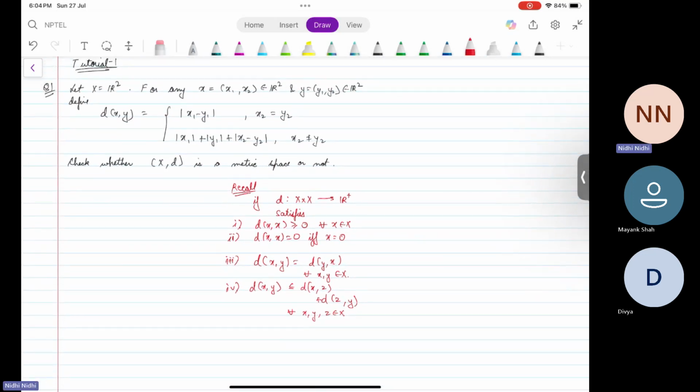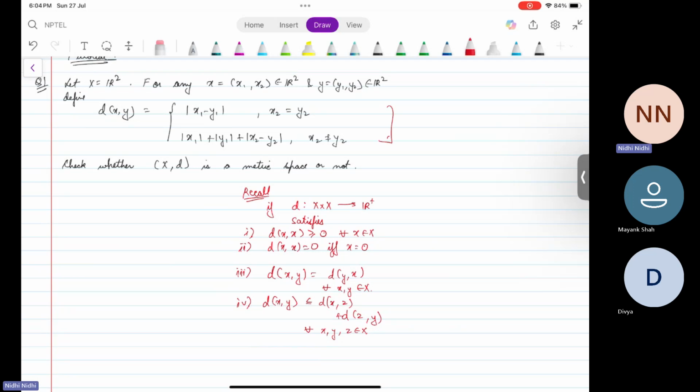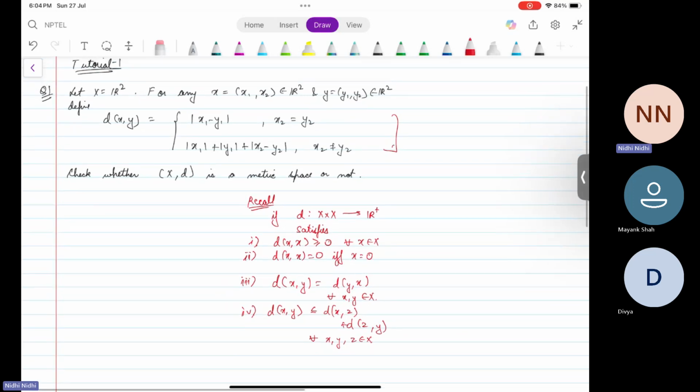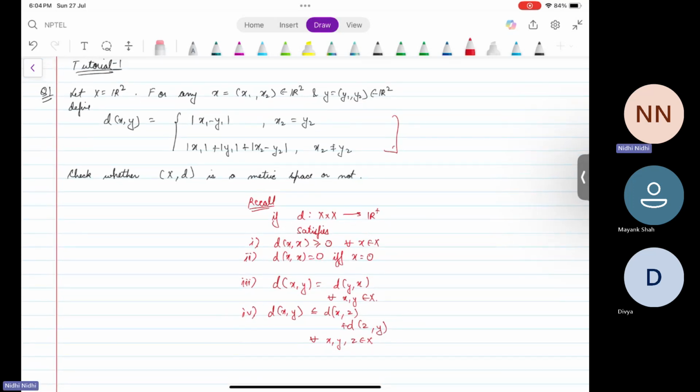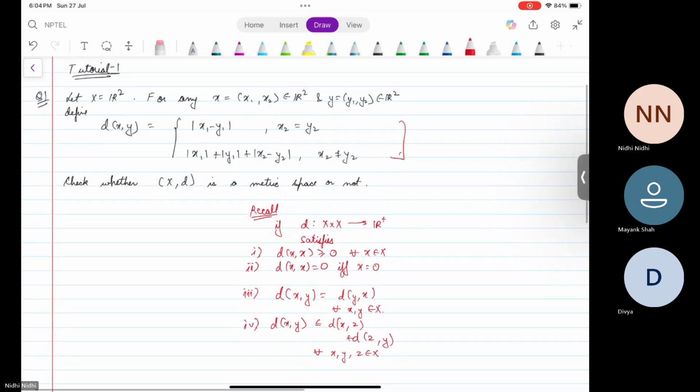Please try to see whether this function d is satisfying the conditions of a metric or not. I'll wait for a few minutes. You try, and please let me know if you're able to prove whether this is a metric or not. I hope you are well aware of the definition and all. If you have any doubt, please ask me.